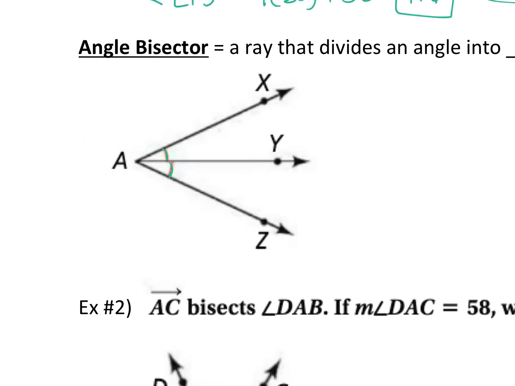And you can see that in this picture because they marked it for us, right? They did a little arc here and a little arc here. I'm going to just do double arc so you can see it a little better. But we would say right now that angle XAY is congruent to angle YAZ, okay?